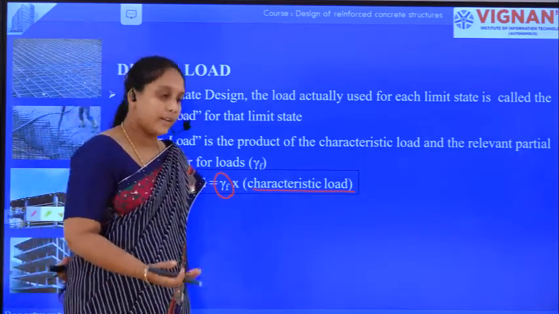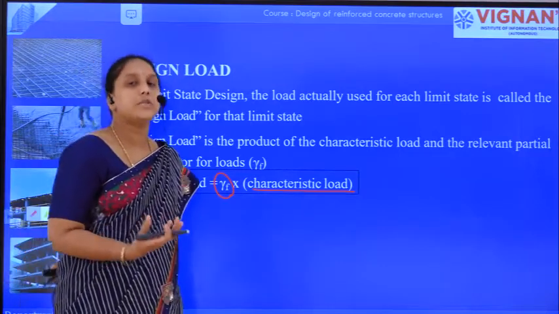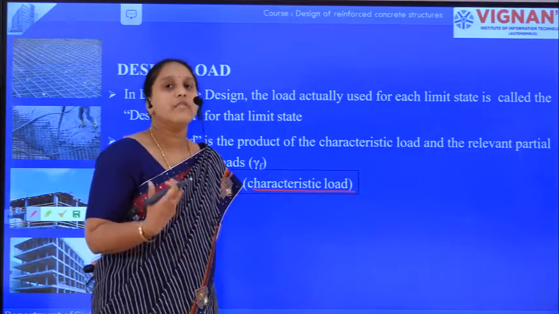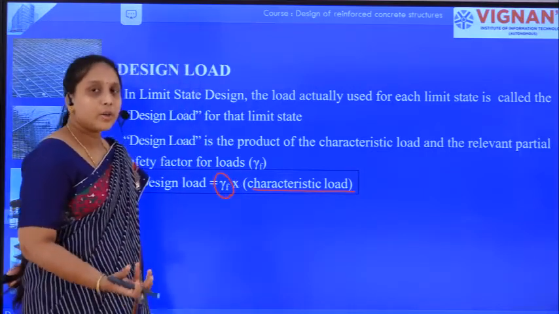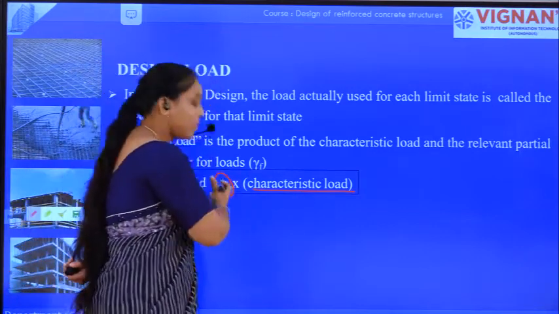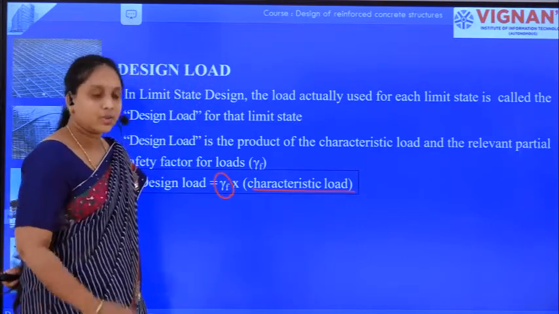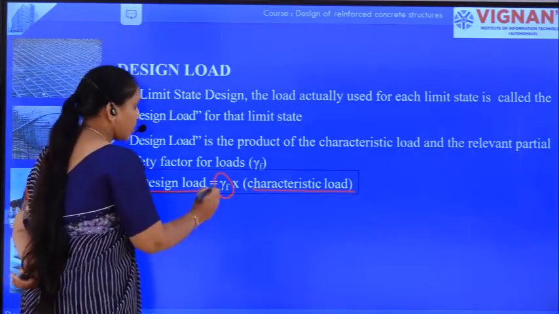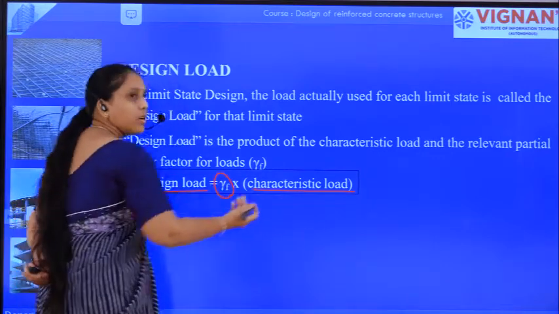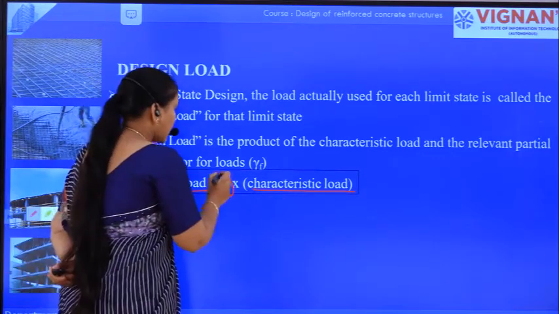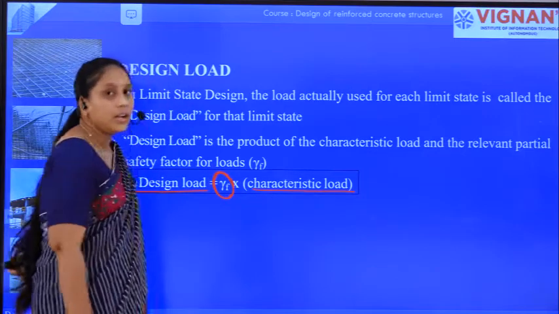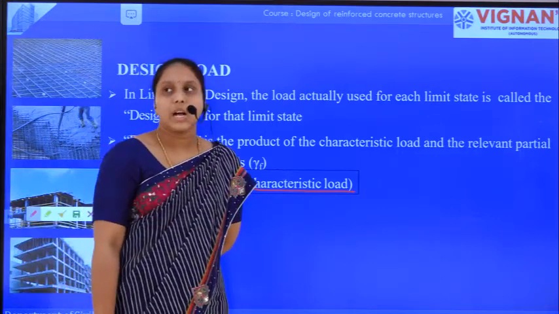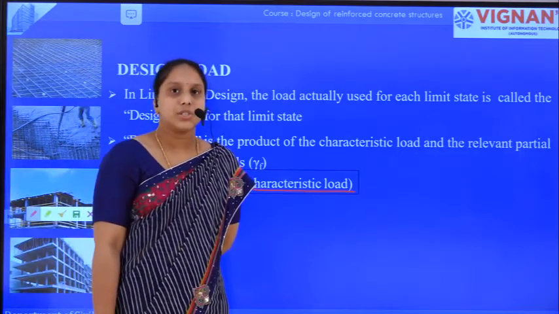We have already discussed previously that in the limit state method of design, we are going to enhance the load. So how are we going to enhance the load? We are going to multiply the working load with a partial safety factor, and with that we get the design load. So the design load is the characteristic load multiplied by the partial safety factor. This design load has to be considered in the limit state method of design.